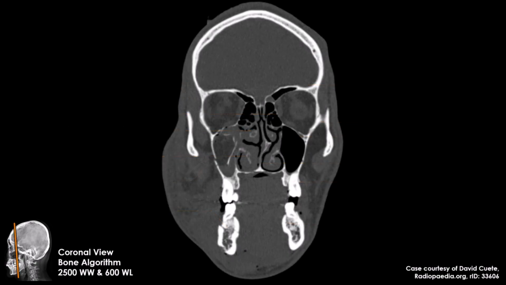We're again seeing most of the same structures. This time we'll point out the paranasal sinuses. This is the frontal sinus inside of the frontal bone. Between the bony orbits, we're seeing the ethmoid sinuses, sometimes called the ethmoid air cells, within the ethmoid bone.